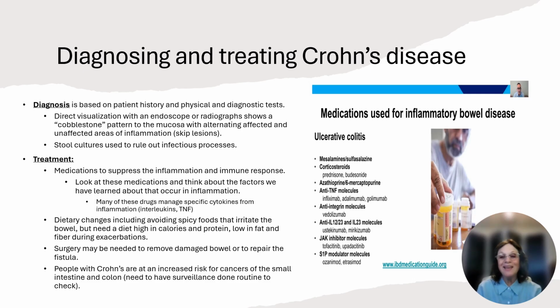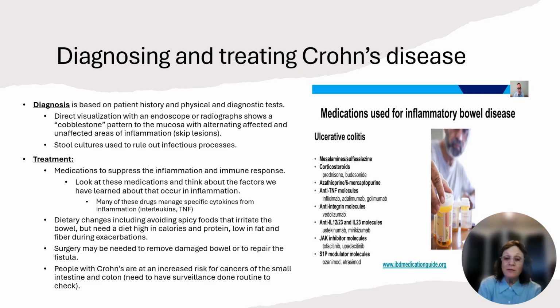We don't want them to do anything that is going to make things worse. So we want them to avoid spicy foods that irritate the bowel. They do need a diet high in calories and protein, because everything is whipping through, and they need as much as they can get in, especially during exacerbations.